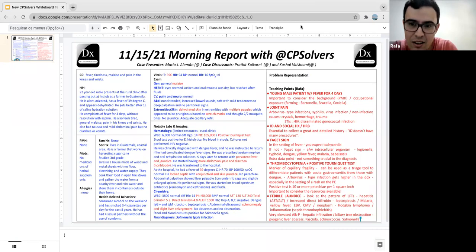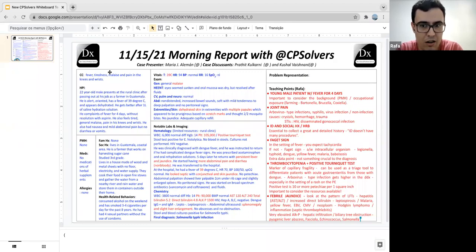So we had this young male patient with fever for 4 days, and Dr. Kulkarni reminded us that it is always important to consider the background of the patient, especially the past medical history, but also occupational exposure. For example, in the setting of farming, we could think about other types of organisms such as Bartonella, Brucella, Coxiella that we do not necessarily think about when we're treating other patients.